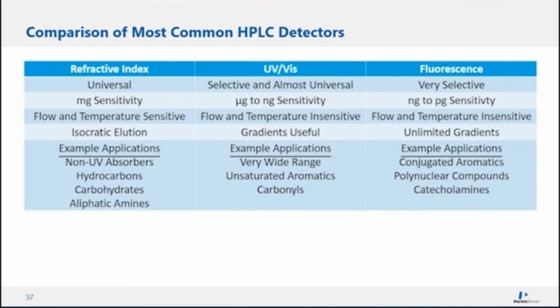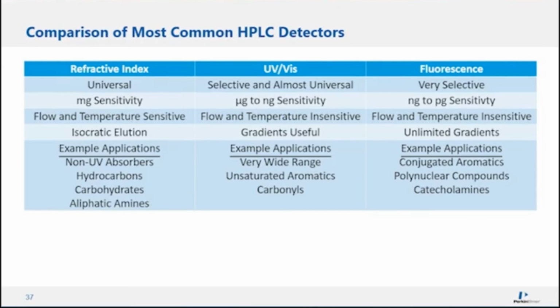UV-Vis, in this case, where we're looking at the fixed, the variable, and the photodiode array, are extremely selective and almost universal detectors for liquid chromatography. They give us excellent sensitivity, down from microgram to nanogram, and are flow and temperature insensitive. That means that we can use gradients for these types of analysis. And mostly we can look at most compounds, particularly unsaturated aromatics and carbonyls.